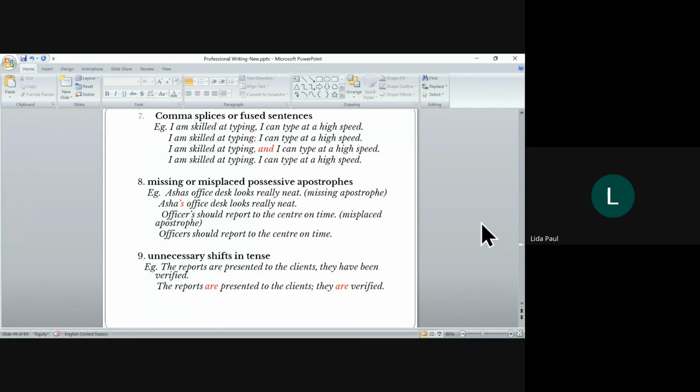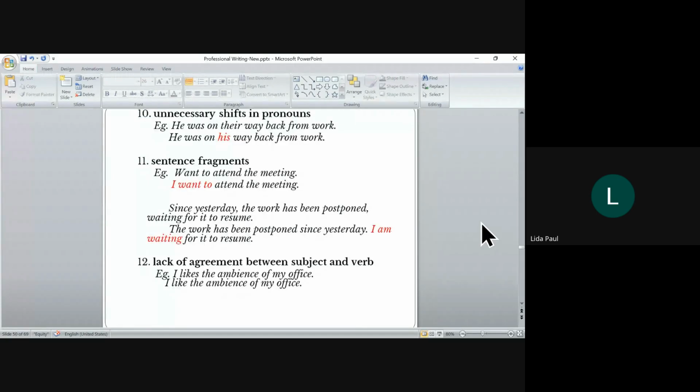Look at the example. The reports are presented to the clients. They have been verified. Now, what's the problem here? The reports are presented to the clients, without any context or anything, suddenly it has been changed to they have been, present perfect, right? For no reason, it has been changed to a perfective form. So this kind of unnecessary shift should not be followed in writing. The right way of writing the sentence would be: reports are presented to the clients. They are verified. Unless required, please do not change the tense of the writer.